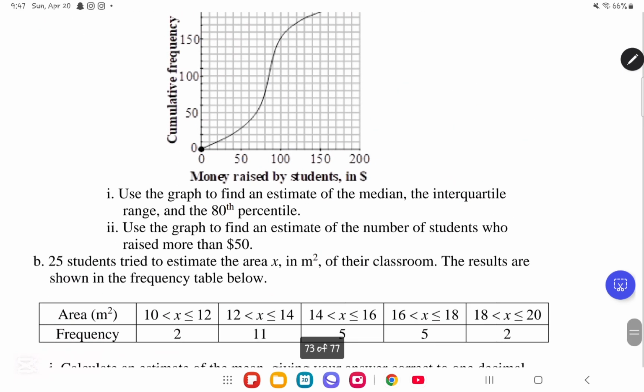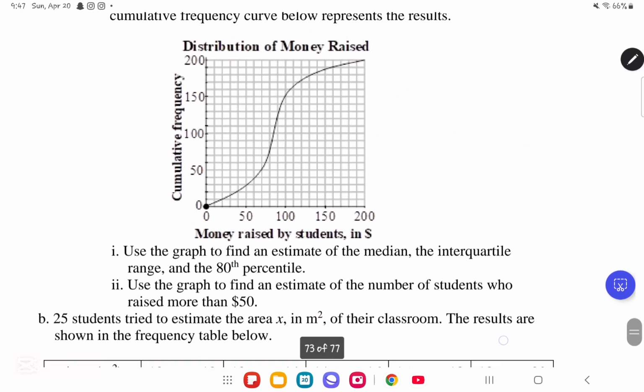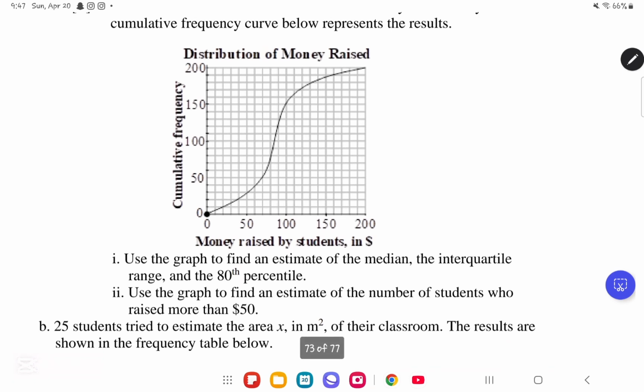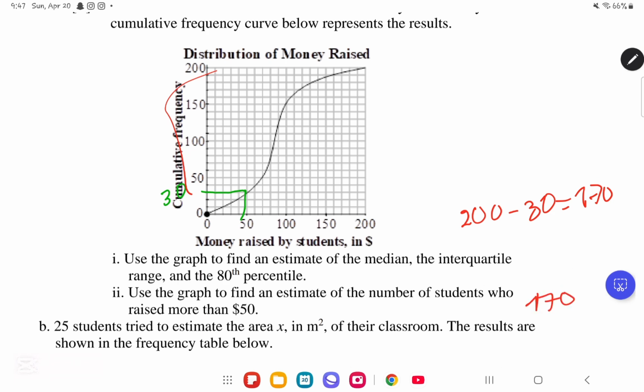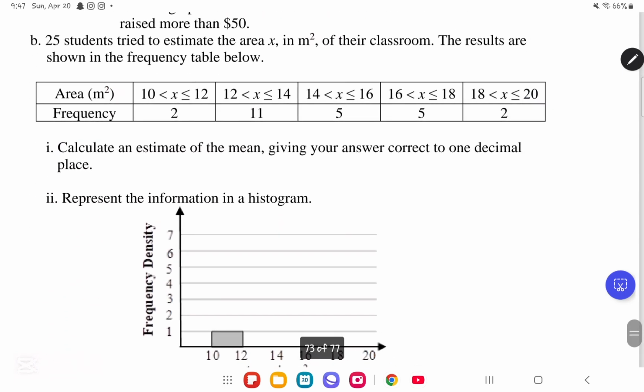They said use the graph to find an estimate of the number of students who raised more than $50. You're going to come from here. You're going to see that $50, this is the cumulative frequency, which is 30. We need students who raised more than $50, so that is definitely going to be above the 30. So 200 minus 30 is going to be 170. So 170 students raised more than $50. We move on to part B.